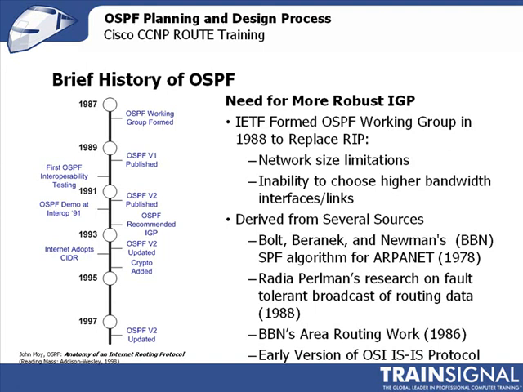BBN's area routing work. By the way, Bolt, Beranek, and Newman, BBN, was a name given to one of the Internet backbones, sometimes called BBN Planet. And that was also based on early versions of the IS-IS, Intermediate System to Intermediate System protocol. You can see that OSPF version 1 was published in the late 80s. It's been revised several times, and now it's considered one of the most popular interior gateway protocols.